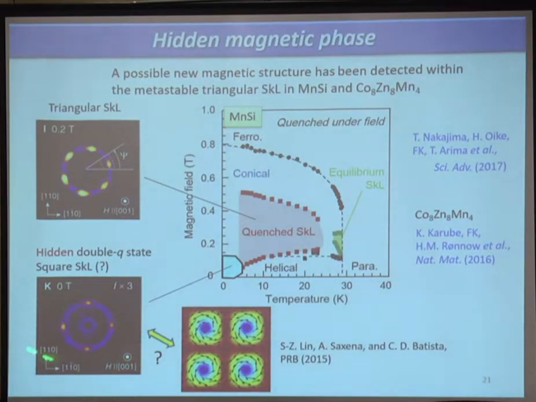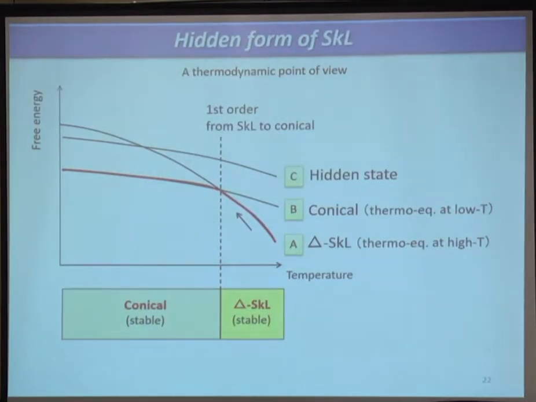The point is, this diffraction pattern is not observed in any equilibrium condition. So this state should be a hidden state. This state may be related to some spin structures proposed by some theorists. And then this hidden state can be understood from a somewhat dynamic point of view. A hidden state can be understood as follows.